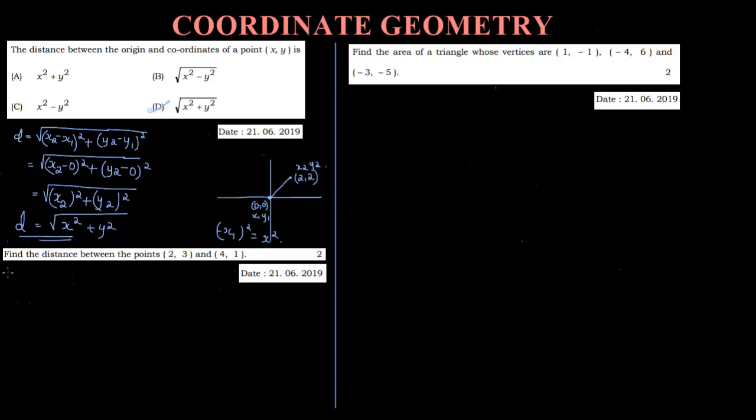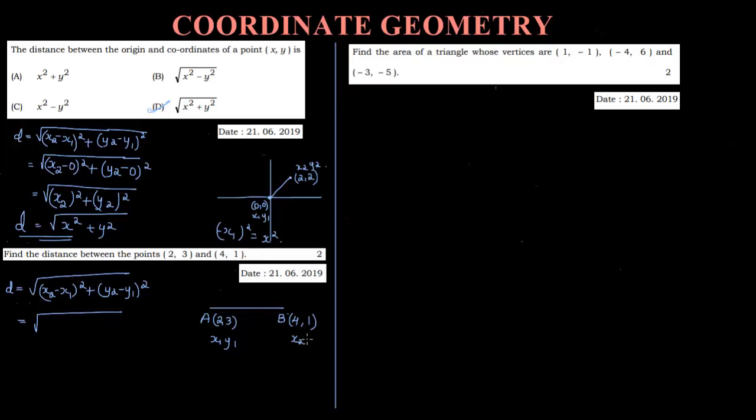Then coming to the next question, find the distance between the points this and this. Very easy. Distance formula again you need to write: square root of x2 minus x1 the whole square plus y2 minus y1 the whole square. If I am just drawing a line here, let it be A. It is 2, 3. And there is one more point B that has the coordinate 4, 1. Let it be x1, y1 and let it be x2, y2.